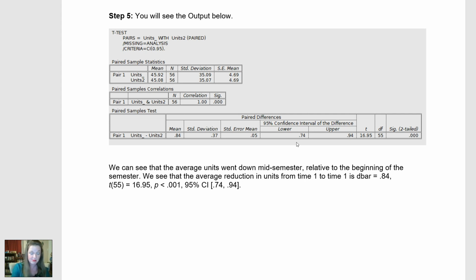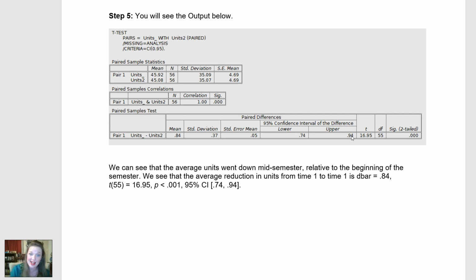So not 0, right? We can effectively reject 0. And we knew that from the t-statistic too. We reject the null hypothesis and we conclude that there is a statistically significant reduction in units from time 1 to time 2. And in fact, we're 95% confident that the true change is somewhere between 0.74 units and 0.94 units. So somewhere right around there.